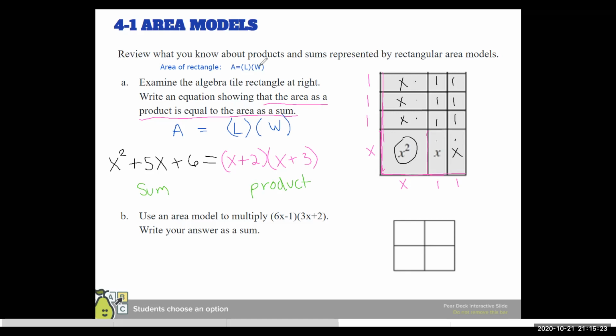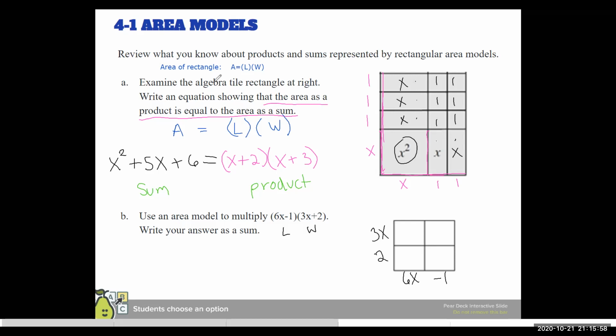Now I'm going to go quickly through part B. So I'm trying to multiply 6x minus 1 times 3x plus 2 using this area model. And 6x minus 1 times 3x plus 2, this represents our length and our width of a rectangle. So I'm going to go ahead and put 6x and negative 1 in the two spots along the bottom, and then 3x and 2 along the edge. And so that's our product.